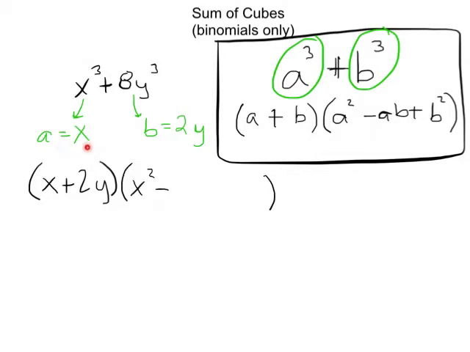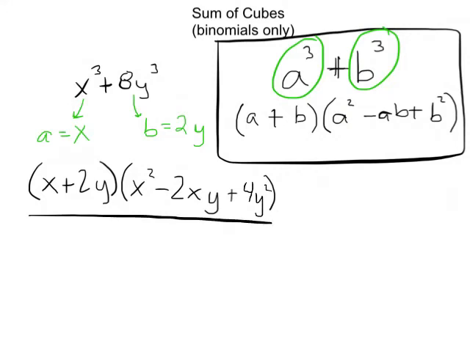Well, a was x, b was 2y. What happens when I multiply those together? I get 2xy plus, the last part is b squared. So what was b? If you actually look at it, b was 2y. So if I square that, it's going to be 4y squared, and you're done.